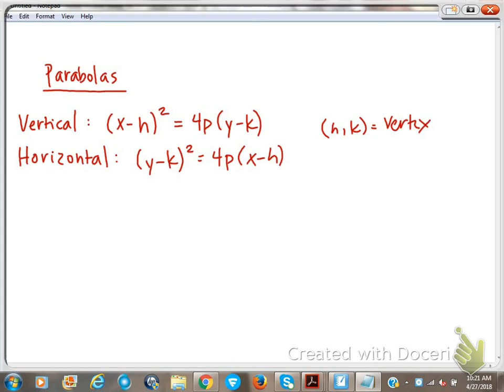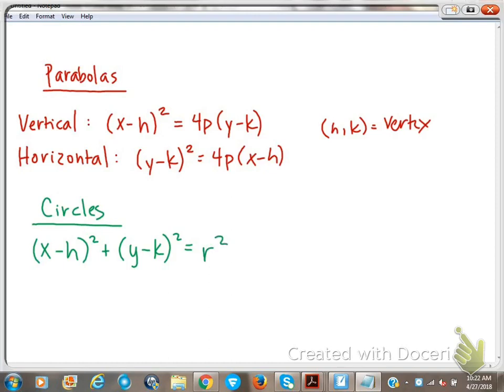Then we talked about, well, to be honest, we did circles last year. If it's a circle, what gets to be squared there? Both of them. And our x minus h squared plus y minus k squared equals what? R squared. Good. And in this case, h comma k represents what for a circle? The center. And our r squared, when you square root it, gives you your radius. So we did parabolas, we did circles, then we talked about ellipses.